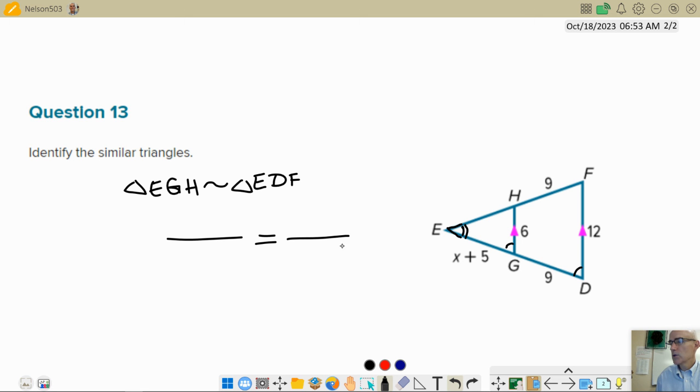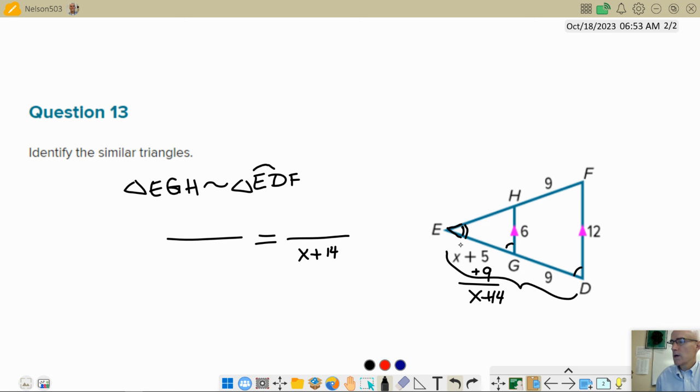And these get a little trickier now because they're not telling us an entire side length of triangle EDF, right? So how big is side ED? ED is x plus 5 plus 9. I'm tackling one of the harder parts right now. I'm going to put x plus 14 because if I add 9 right here, I get x plus 14 for the whole side length, right?